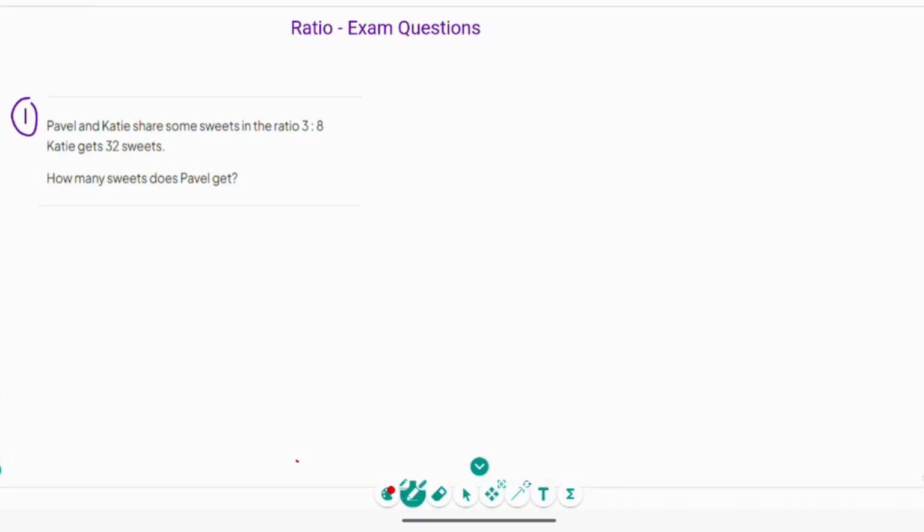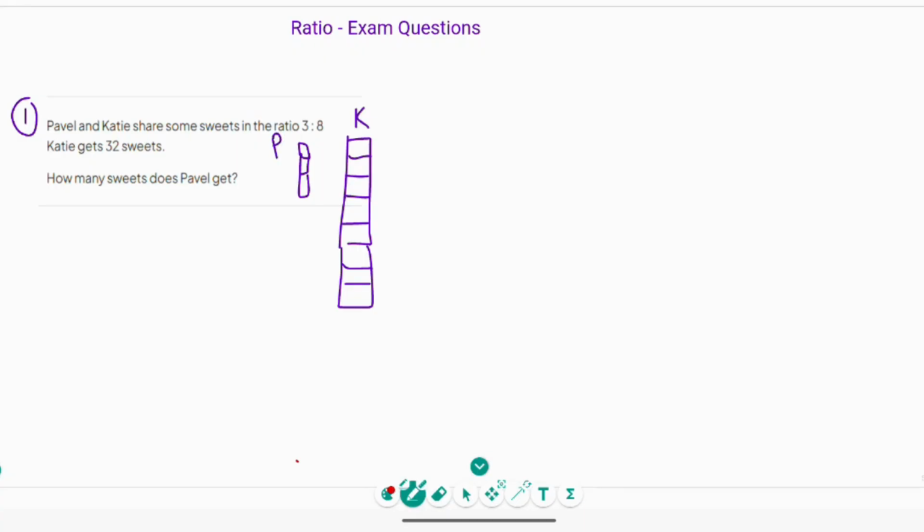Okay, so this first one, Val and Katie share some sweets in the ratio of 3:2. Now, I'm just going to draw the boxes. Got 3 here. Not drawn them very big, have I? But anyway, they're really not equal sizes. 1, 2, 3, 4, 5. Okay, anyway, Katie is the 2, Val is the 3.